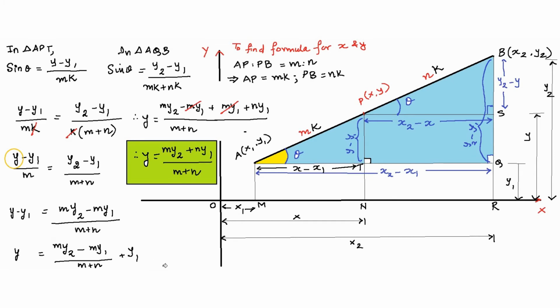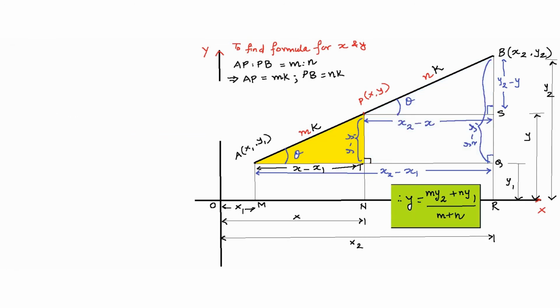Let us now go ahead and derive the formula for x. So now again, if I consider the triangle APT and if I take the trigonometric ratio cos, I can say that in triangle APT, cos theta is equal to the adjacent side, which is x minus x1, divided by the hypotenuse. Hypotenuse is equal to mk.